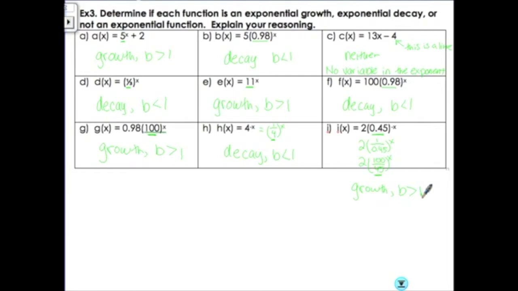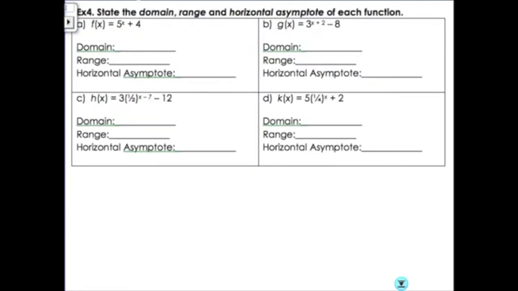Now let's move on to the next example. State the domain, range, and horizontal asymptote of each function. Let's look at our first function. You can see that our function is transformed and it is going up by 4. Our domain is all real numbers. Since our function is going up by 4, our range becomes y is greater than 4. Our horizontal asymptote is going to be y is equal to 4 because of this transformation.